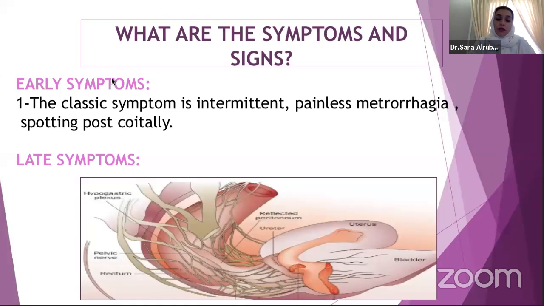Late symptoms are caused by the disease itself, because 75% of the disease is locally spread. So it can cause compression of the nerve and cause sciatic pain, and it can invade the bladder and cause hematuria and dysuria, and it can invade the rectum and cause obstruction. If the disease is extensive, it can cause hydronephrosis and renal insufficiency.